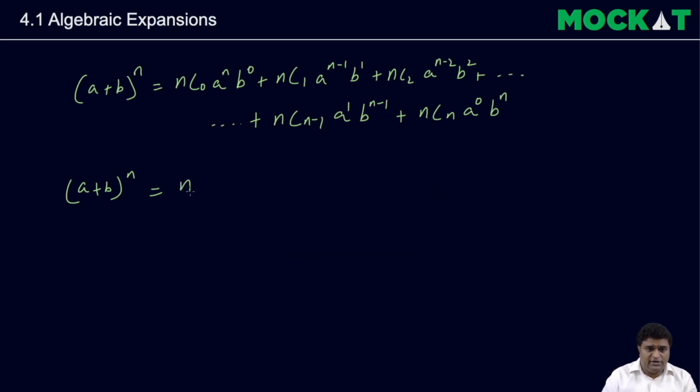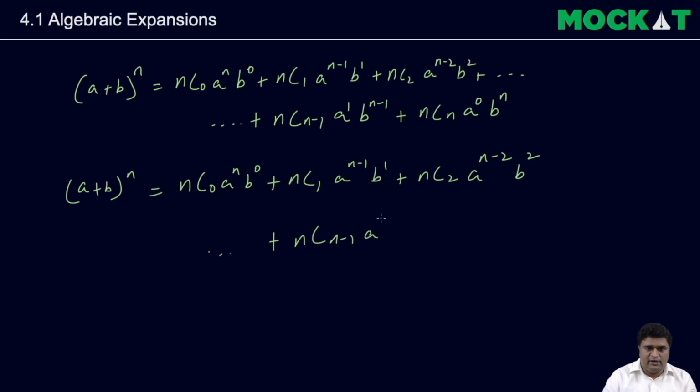Just one last time. We start with nC0, then a to the full power n, b^0, plus, now nC1, this increased by 1. The power of a is going to reduce by 1, b is going to increase by 1. Next nC2, a^(n-2) reduced by 1, b increases by 1 and becomes square. So this continues and finally we get nC(n-1), a power now becomes just 1, b^(n-1). And the last is going to be nCn itself, a^0, and b becomes the full n.